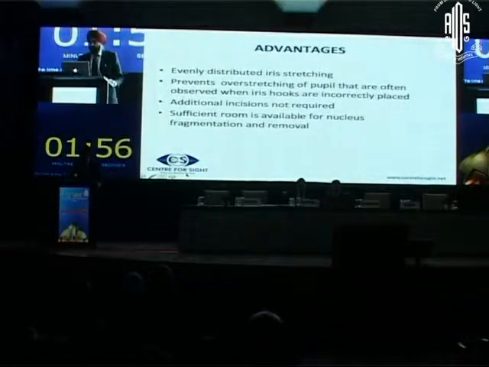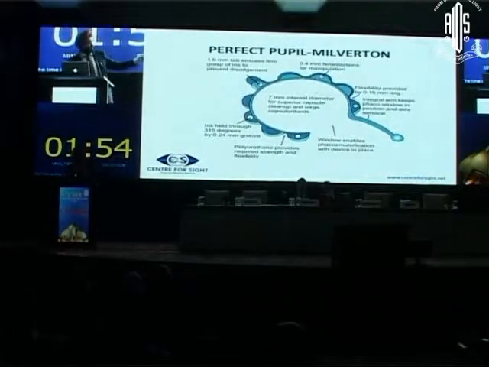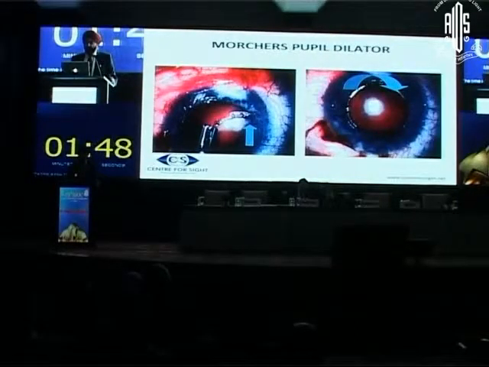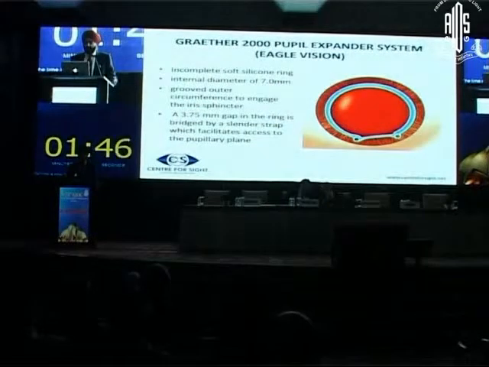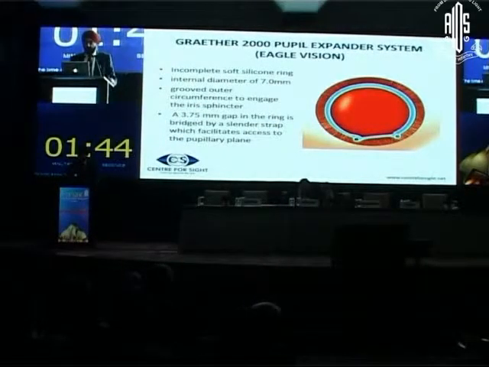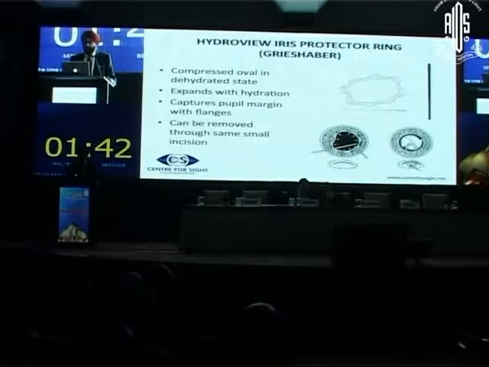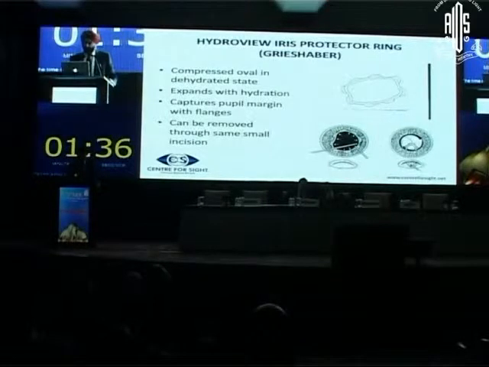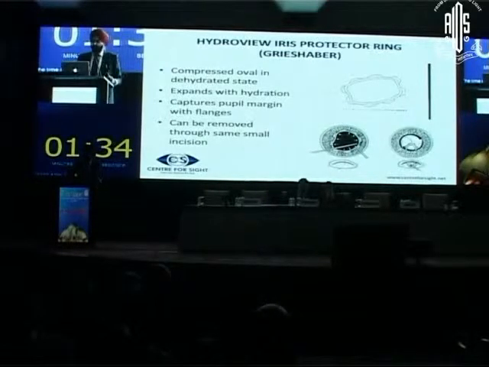These are better than iris hooks, and you can see this is a perfect pupil by Milverton. Then you have the Morcher's pupil dilator, and you also have the Malugin ring. This is the Graether-Harbor 2000 pupil expander, which will keep the pupil open. What these do is that they do not cause sphincteric atrophy at the 4 points where there could be sphincteric tears when you are using iris hooks, so they are more gentle, but they are more expensive.